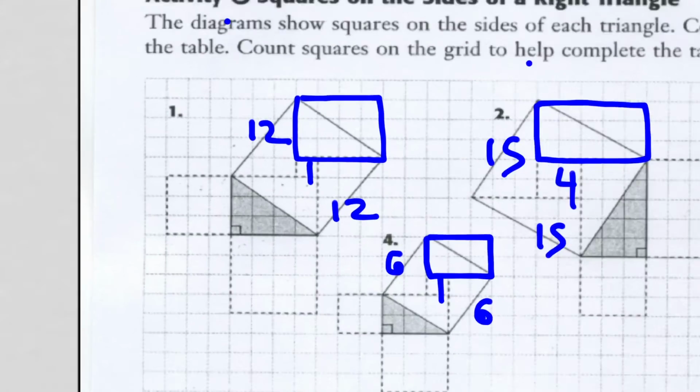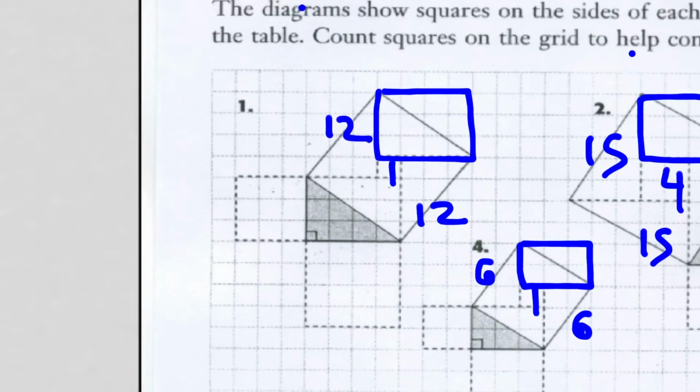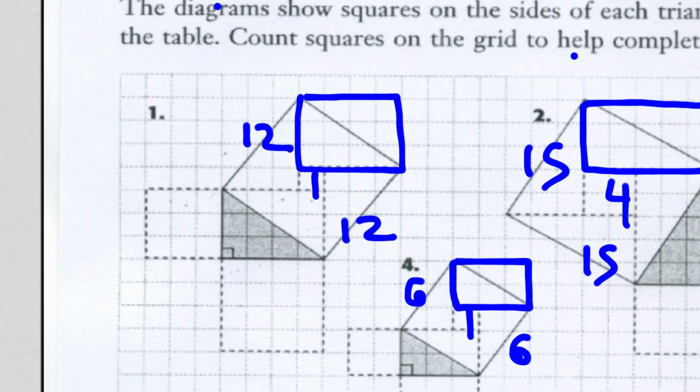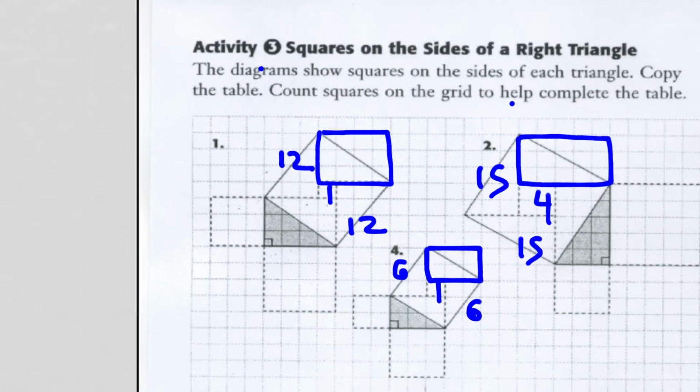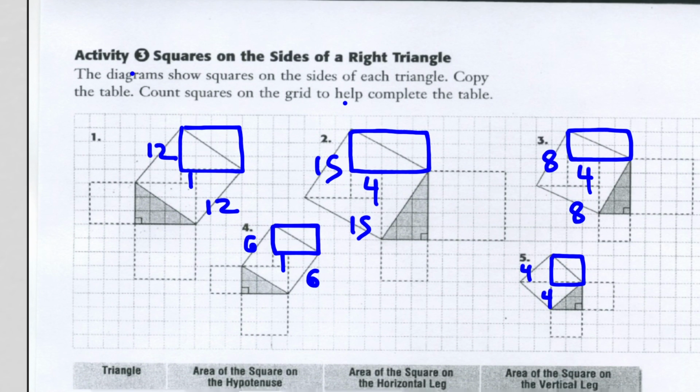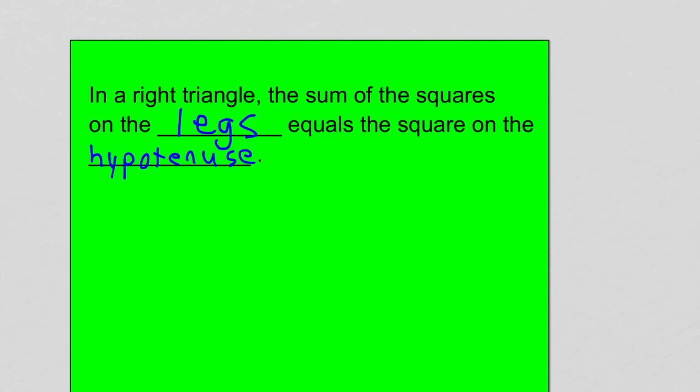If you take the square on this leg plus the square on this leg, it equals the square on the hypotenuse. Always for right triangles, and that only applies for right triangles. So this guy here, pretty big deal in mathematics, and we're going to be learning more about this Pythagorean theorem in the days to come.